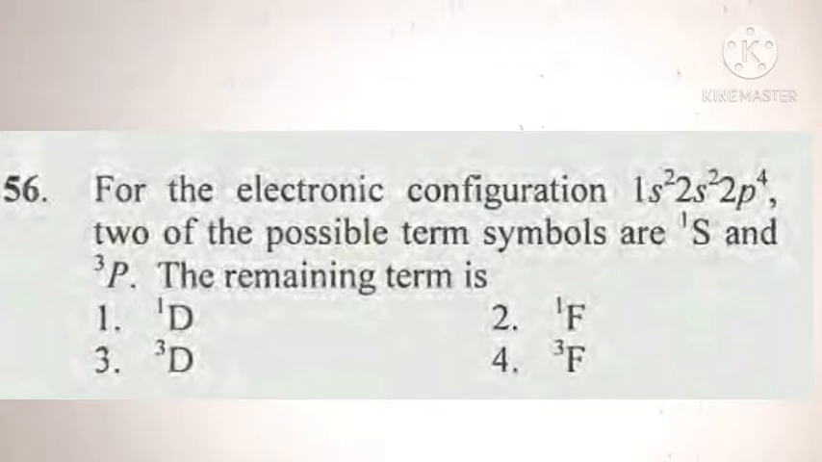Okay, so friends, we have an electronic configuration and according to this electronic configuration we have two term symbols, that is 1S and 3P, and we must find the remaining term symbol out of these four options. Okay, and this question is asked for 2 marks. So let's do the solution of this question.